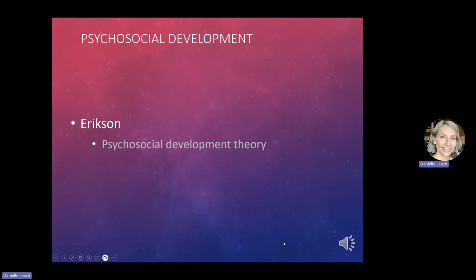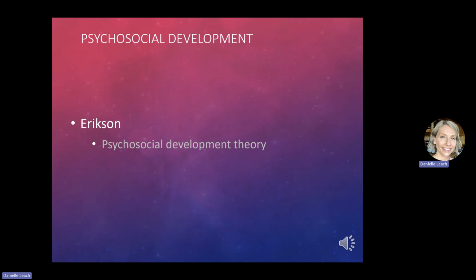The next theorist is Erik Erikson. He had a theory of psychosocial development. Basically, in this theory, it consists of 8 different stages that address development over the lifespan. It does go into adulthood as well, although we're not going to talk about those stages.